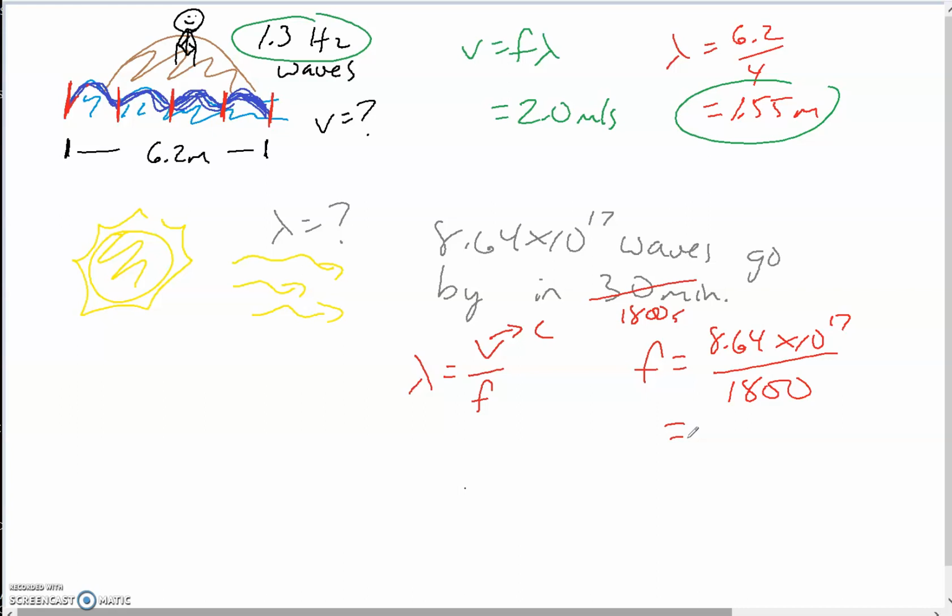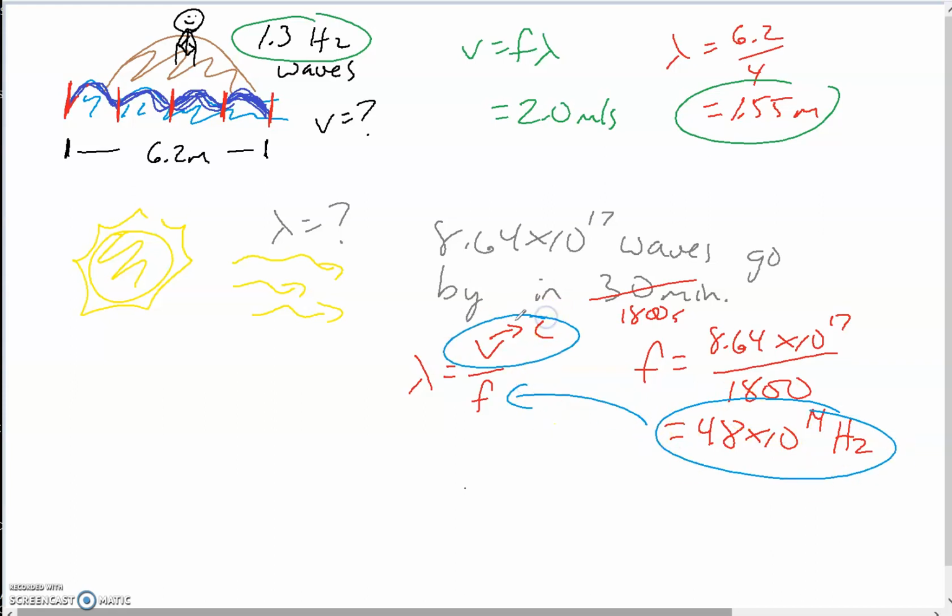Divide that by 18 seconds. I've got 4.8 times 10 to the 14 hertz. And that's how many waves per second I've got. Okay, so I can take that and put it into my other expression. So I found my frequency, that goes there.